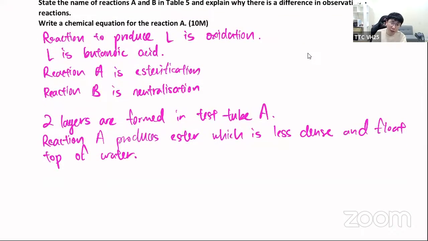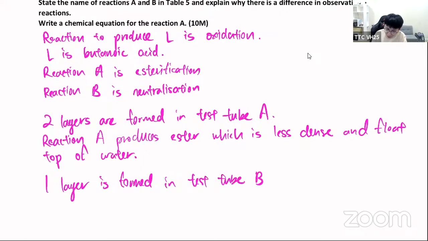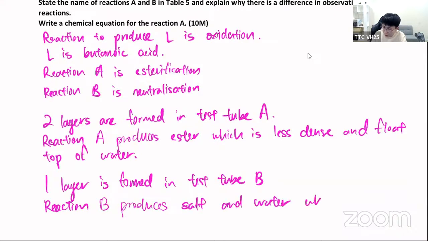Then reaction 2, why no 2 layers? Because acid plus alkaline, you form salt and water. Your salt will dissolve into water. So you don't see 2 layers, only 1 layer. So 1 layer is formed in test tube B. Why? Because reaction B produces salt and water, where the salt is dissolved in water.